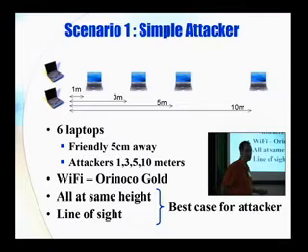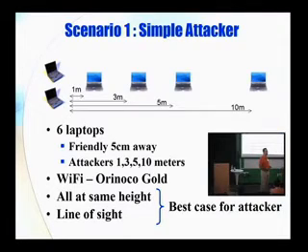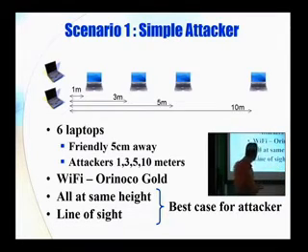Yes? Where's the source of the packets that you're receiving? The question is, where is the source of the packets? The answer is we don't know. We are listening to ambient sources. So any device that has a Wi-Fi card and is transmitting, that's a source. And in fact, we actually find quite a few of those sources. So if these guys were transmitting, we would also listen to them as sources as well.